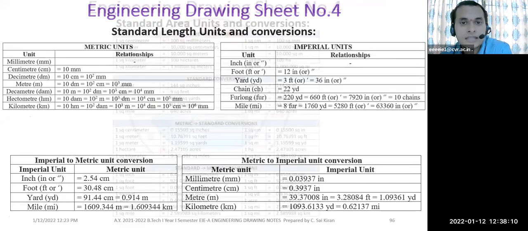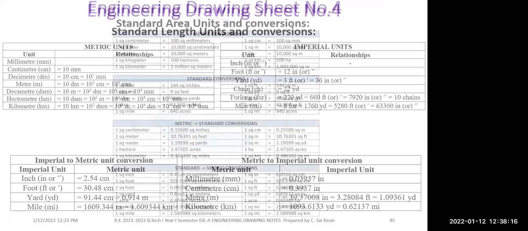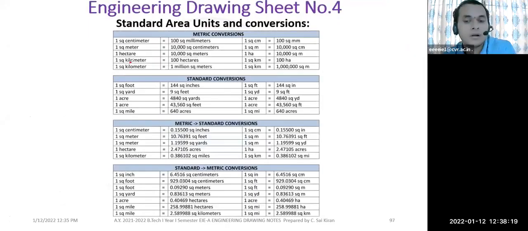So if you see the standard area, if you want to measure your house, you measure it in square kilometers or hectares. If you have any paddy fields or any field, they will measure in terms of hectares. 1 hectare equals 10,000 square meters. So you have to know this.